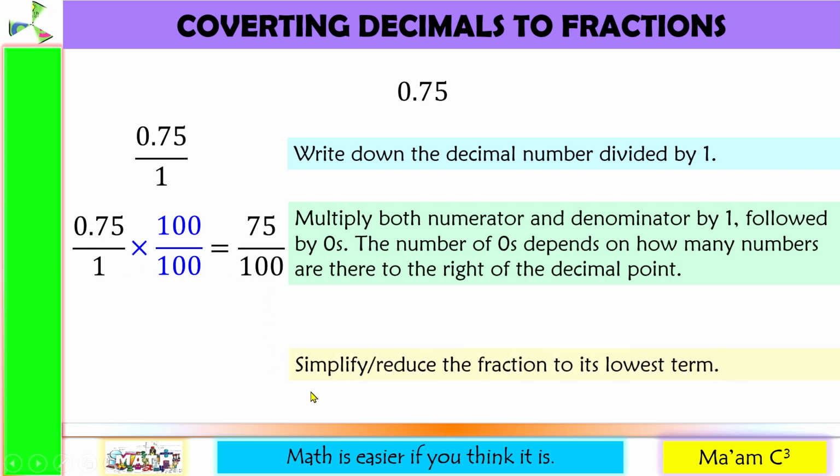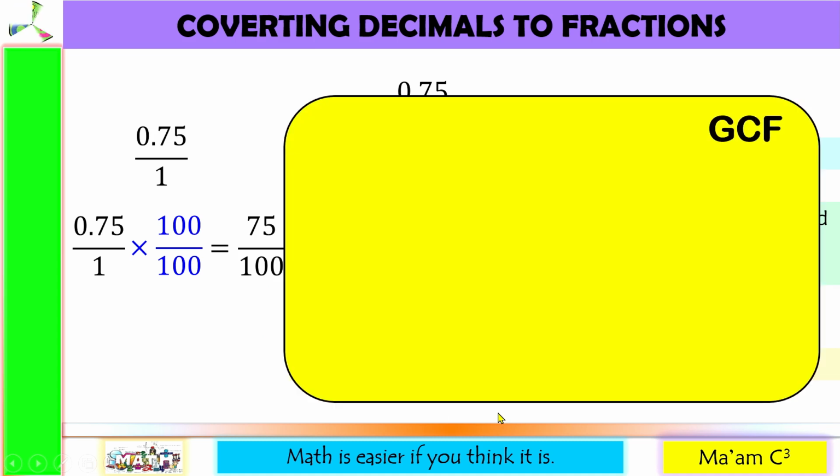Step 3, simplify or reduce the fraction to its lowest term. And how are we going to do that? Using the greatest common factor, GCF. Let's have a quick review. Our first number is 75. All we have to do is to express 75 into its prime factors. 75 is 5 times 15. 15 is 5 times 3. 5 and 3 are both prime factors.